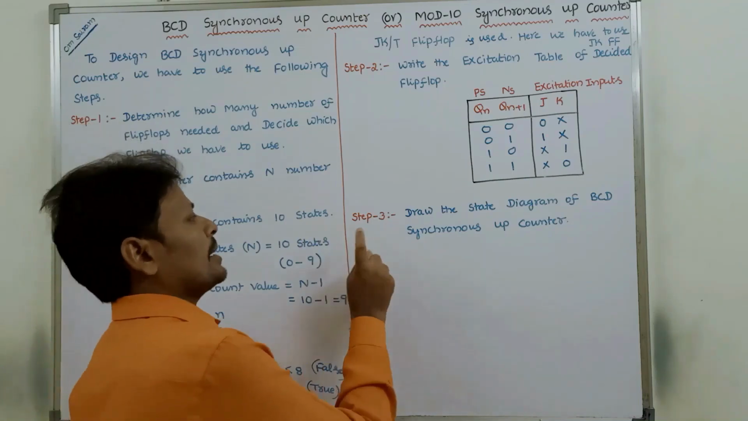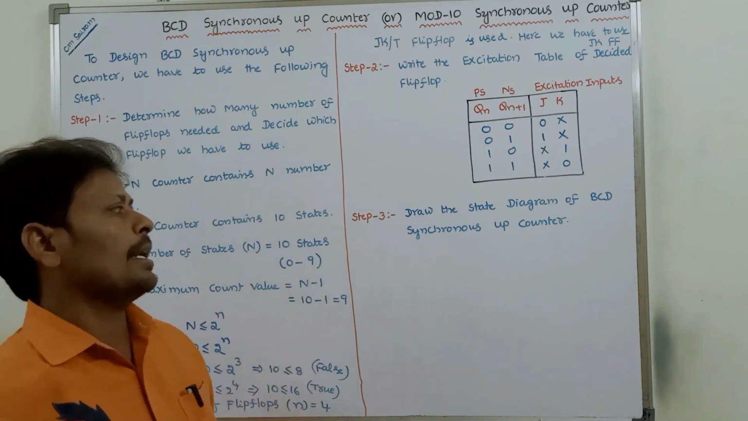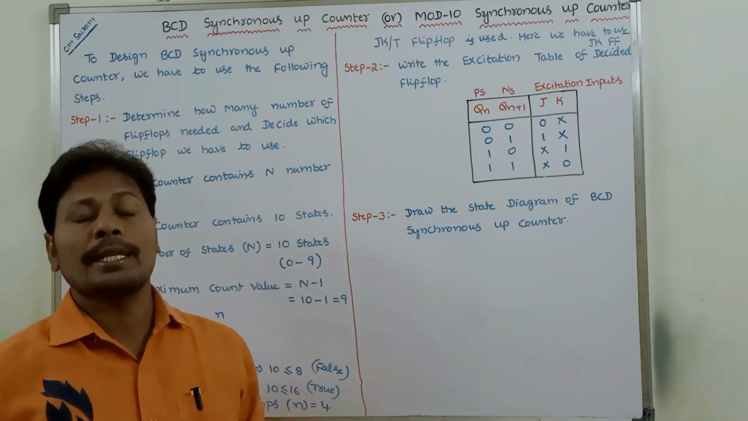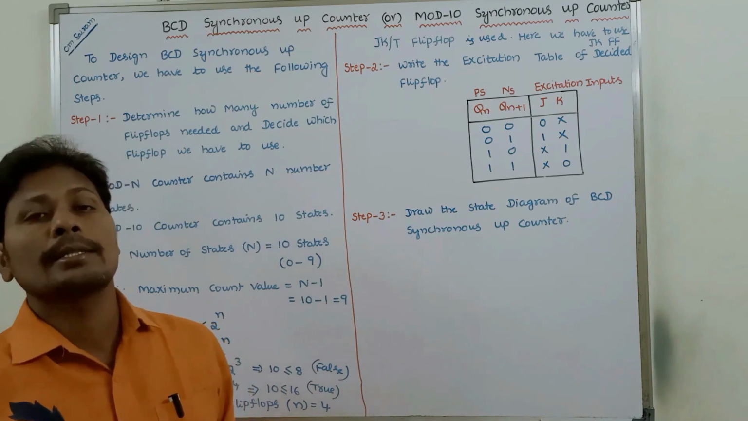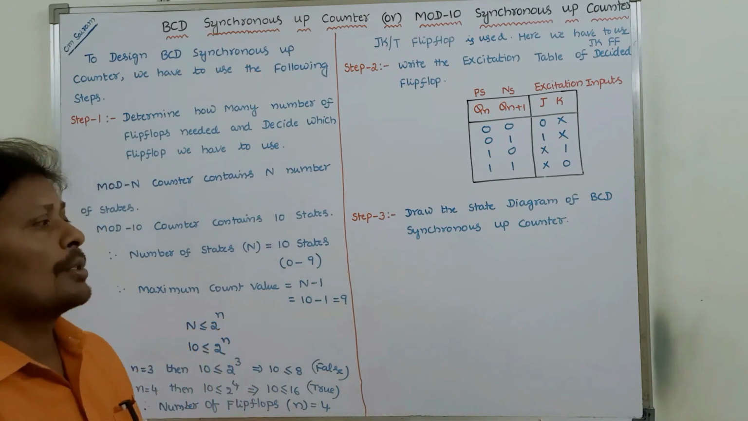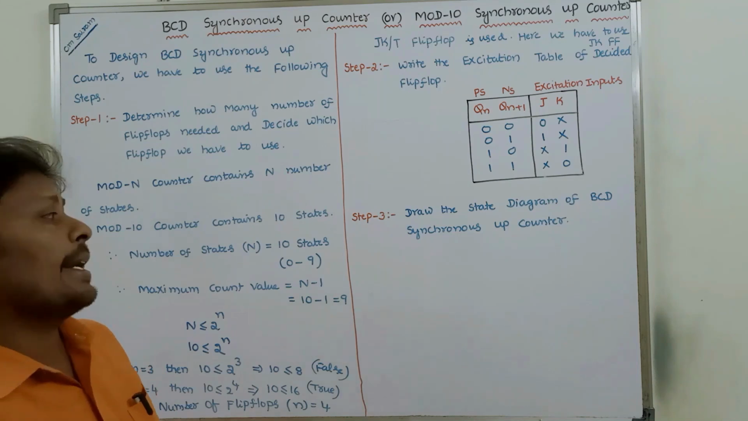Next, step 3 is to draw the state diagram of BCD Synchronous Up Counter or Mod 10 Synchronous Up Counter. So total 10 states are there.